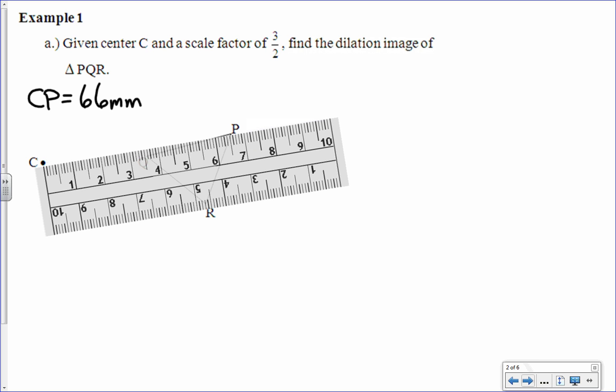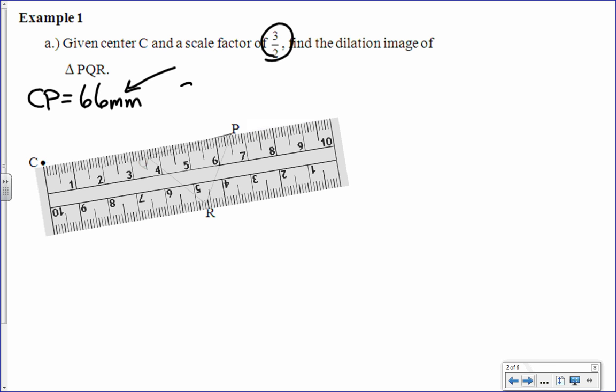Okay. Now for us to dilate for a scale factor of 3/2, we're going to do the same thing we did on a previous one. We're going to take this distance right here and multiply it by 3/2, otherwise known as 1.5. Well, if 66 is the 1, then half of that is 33. So we just kind of add a 33 on top of that.